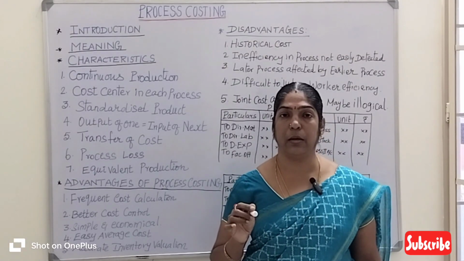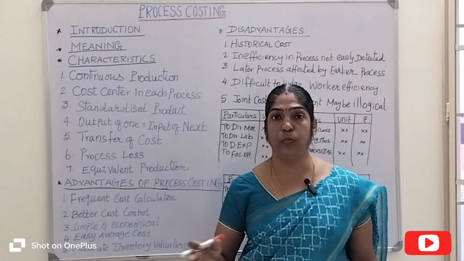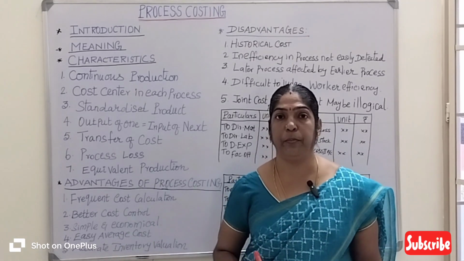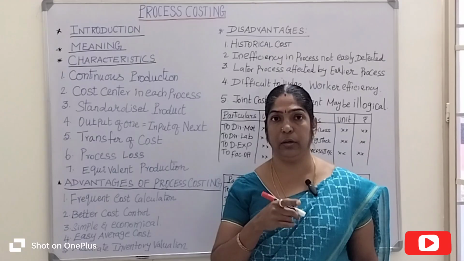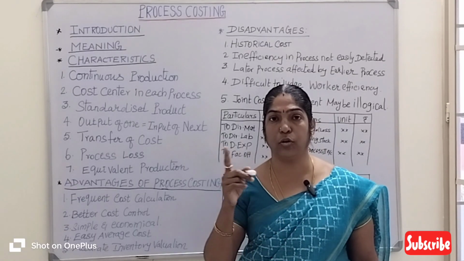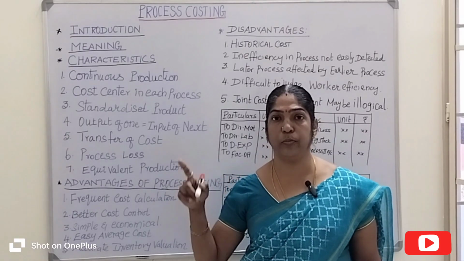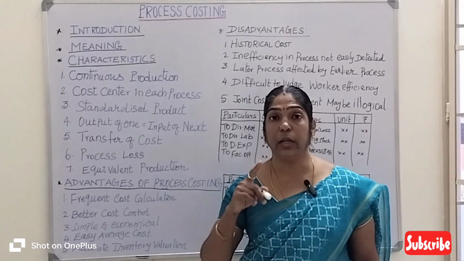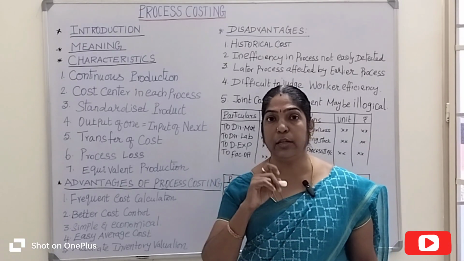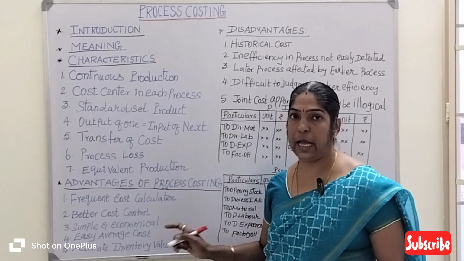Process-wise, say process 1 spends a total cost of 10,000 rupees and the output is 1,000 units. How can you find the average cost for process 1? It is very easy. What is the cost per unit formula? Cost per unit equals total cost divided by output. Total cost is 10,000 rupees, output is 1,000 units. After cancelling, you get 10 rupees. So the average cost per unit is 10 rupees. So with process costing, it is very easy to find the average cost.